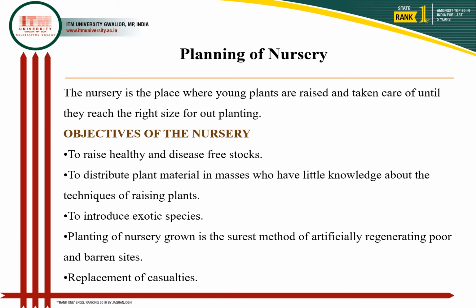It is also a way to introduce the exotic species into the population, and the planting of nursery grown plants is the surest method of artificially regenerating poor and barren sites. It means you are capable of developing such kind of nursery and planting them into the wasteland, or the poor and barren lands. So these lands can be rejuvenated or redeveloped.